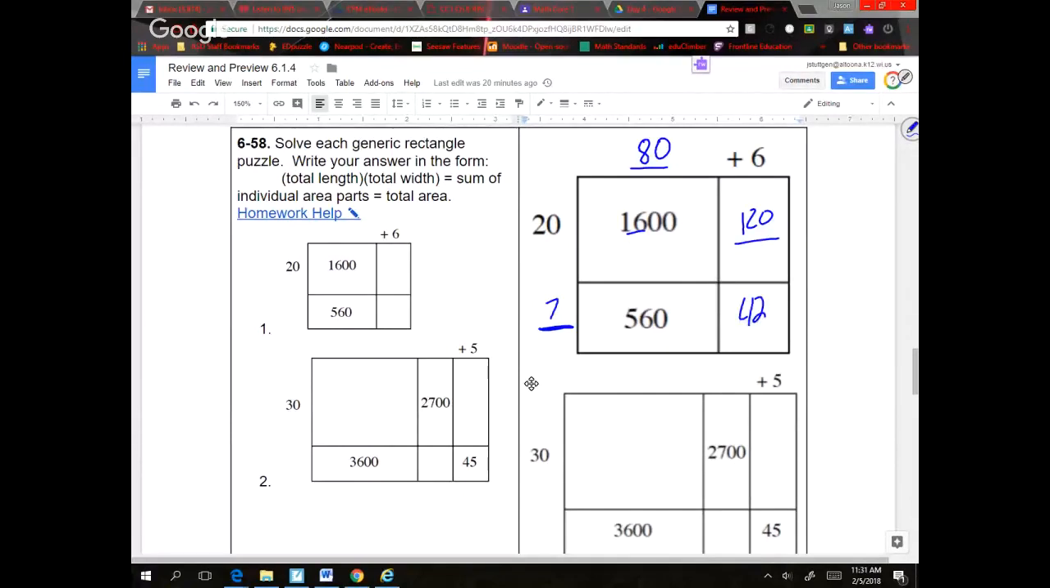Last part, the thing I had to do is add them all together. So when I add these all together, I'm going to combine the 200, so I get 680. And then another 42. When you add those all together, you should get a grand total of 2,322 for that problem. Second problem, done the same exact way again.